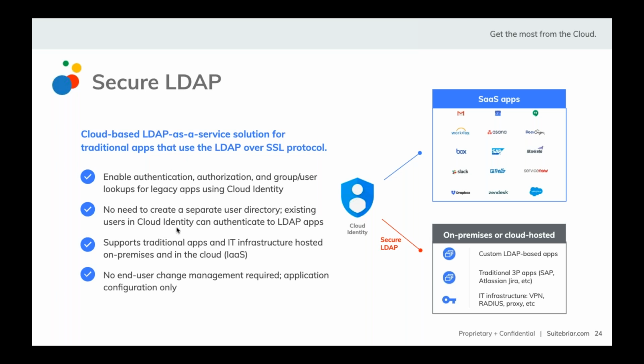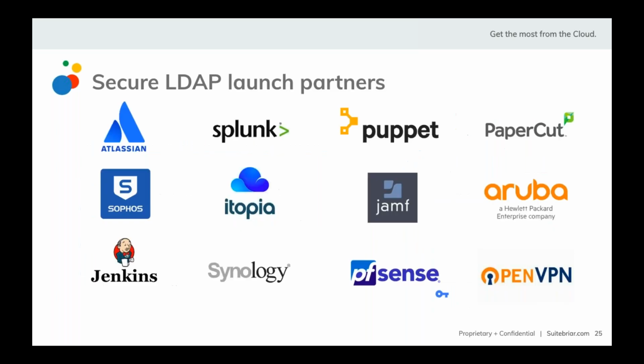As mentioned here, there's no need to create a separate user directory. It supports traditional apps and IT infrastructure hosted on-premise, and also infrastructure as a service in the cloud. That's basically the key takeaway from Cloud Identity. As you can see, it supports SaaS apps, but also on-premise or cloud-hosted applications that require LDAP authentication. Secure LDAP was launched last year with a couple of launch partners. These are the ones it was launched with. There have been quite a few additions.